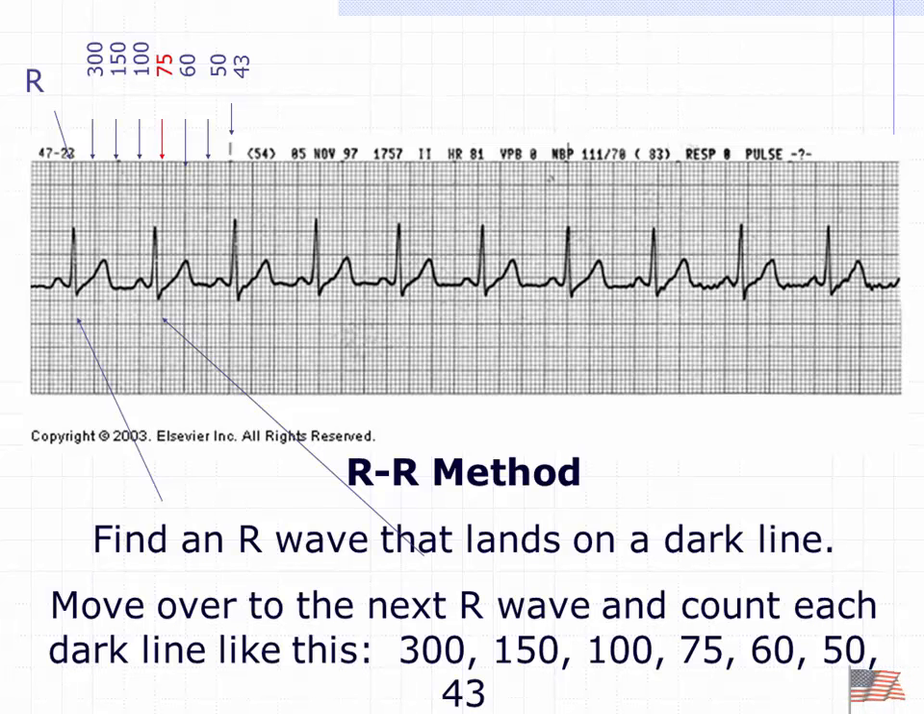Next one is to use the R to R method. What this says is that for every big box, I drop down by one of those numbers. So this is 300, 150, 100. This would be 75, but it's a little bit above that. So we would estimate it somewhere between 75 and 100. Let's call it 80. You can see it's not really precise. Plus, I've got to memorize those numbers. That's too much work. I'm lazy. So we're basically going to be doing it the first way.